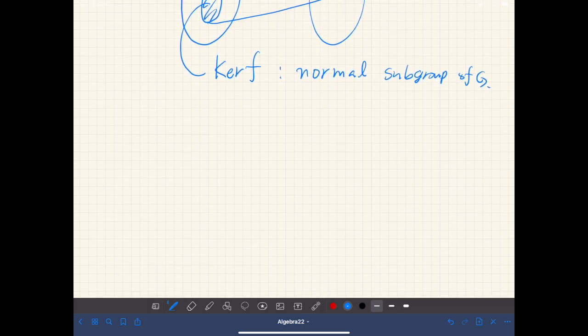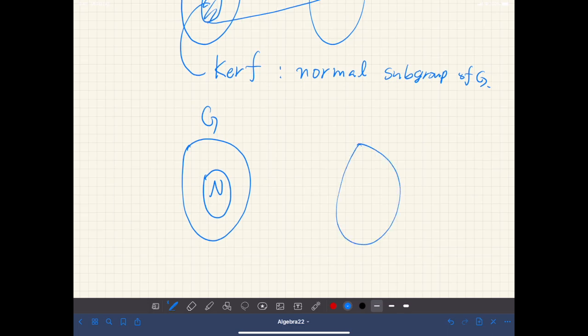Now, conversely, if we have a group G and its normal subgroup, say N, then we can define some group, let's call this H, and a homomorphism between G and H, such that the kernel of this homomorphism is this given subgroup N. Let's see how we can do this.